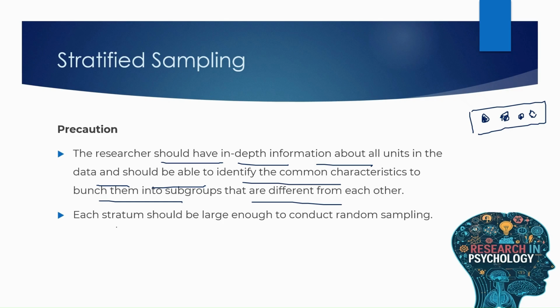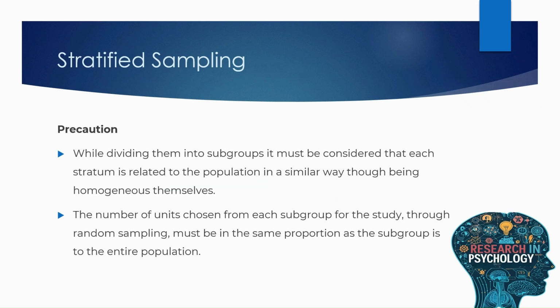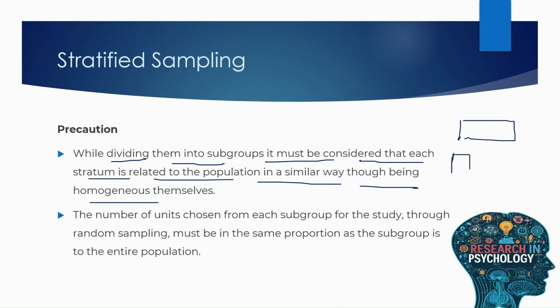Only when the researcher knows about all these different types will he be able to create strata. Then each stratum should be large enough to conduct random sampling. So if I need 5 people, it should not be that my strata also has only 5 people. My strata should have at least 50 people for me to be able to take a random sample of 5 people. Then, while dividing them into subgroups, it must be considered that each stratum is related to the population in a similar way, though being homogeneous themselves, which means the people within a particular stratum should be homogeneous to each other, but they should be similarly related to the whole population also.